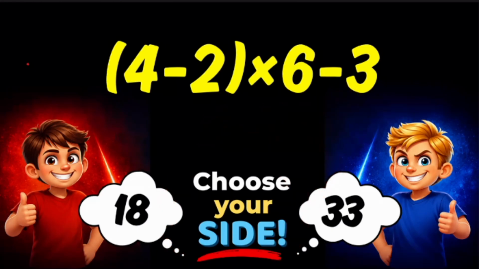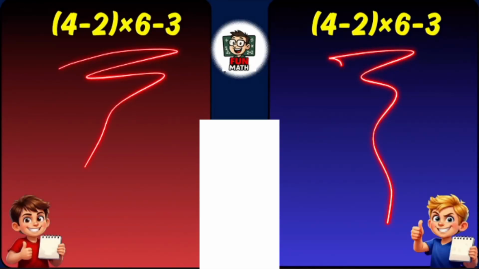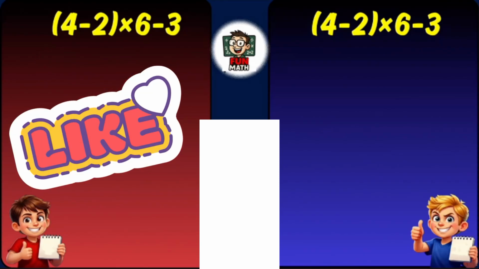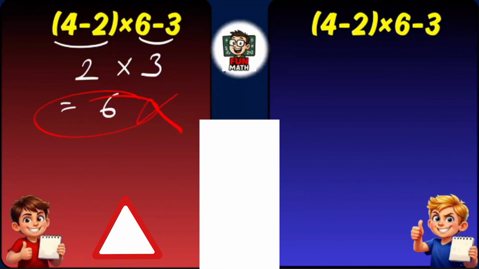Okay, let's start. We have two solutions for this question. Let's start with the first solution. First, parenthesis: 4 minus 2 equals 2. 6 minus 3 equals 3. Multiplication: 2 times 3 equals 6. If you solve the problem this way, you made a mistake.